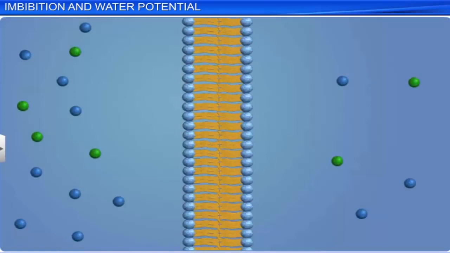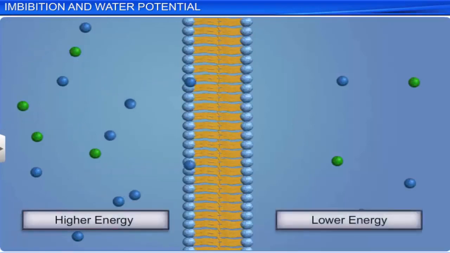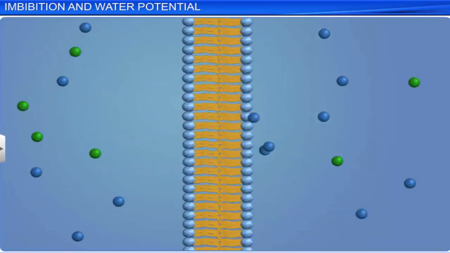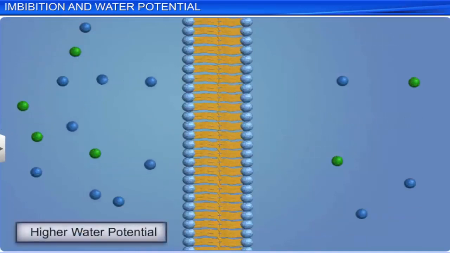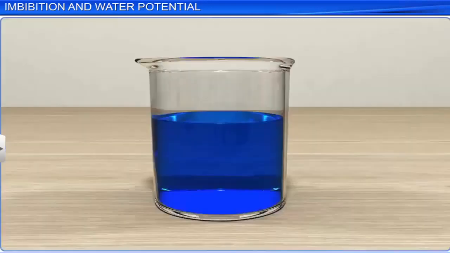When two solutions come into contact, water molecules from the system with higher energy will move to the one with lower energy. That is, movement will take place from the solution with higher water potential to the one with lower water potential. For a solution at atmospheric pressure, its water potential is equal to its solute potential.